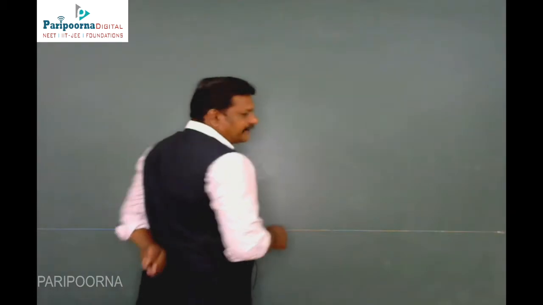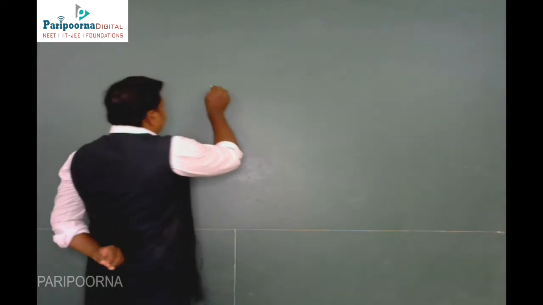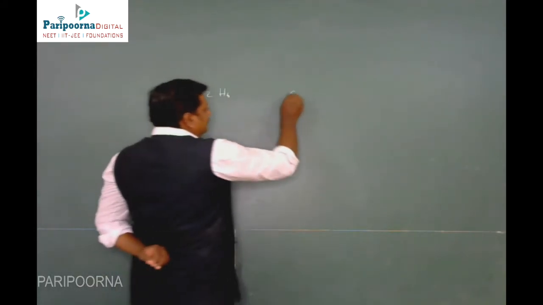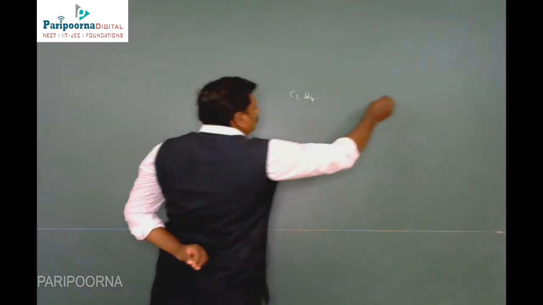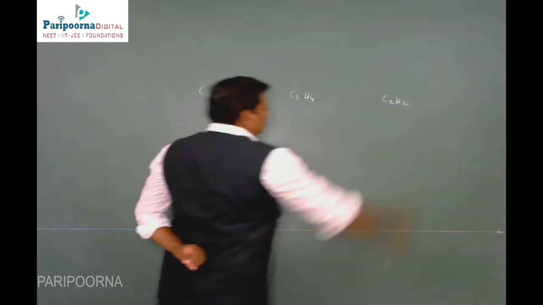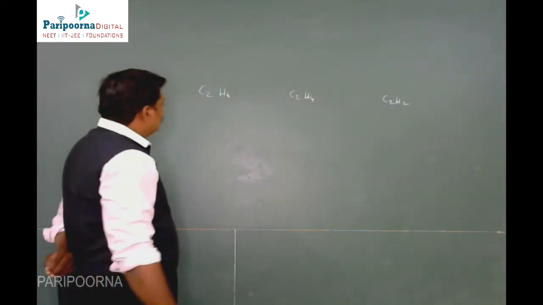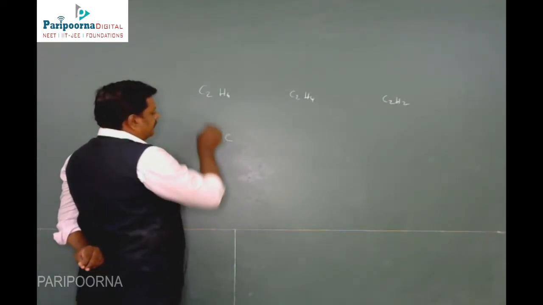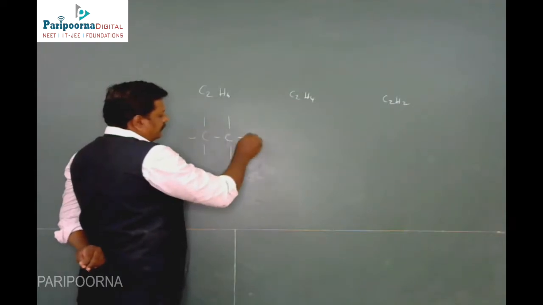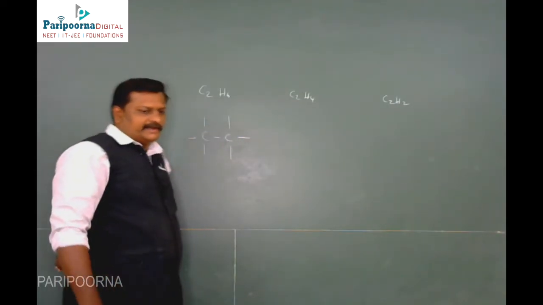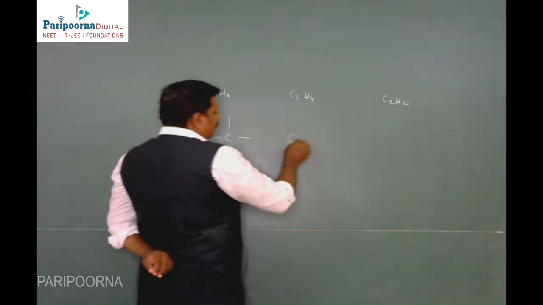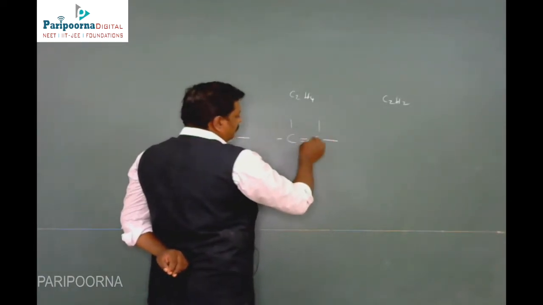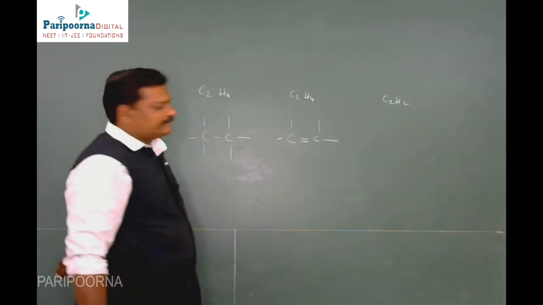Here there will be three types of molecules. Look at that: C2H6, C2H4, and C2H2. These are the molecular formulas. From this, C2H6, this is the structure of C2H6, ethane. Here there will be C2H4, that is ethene.